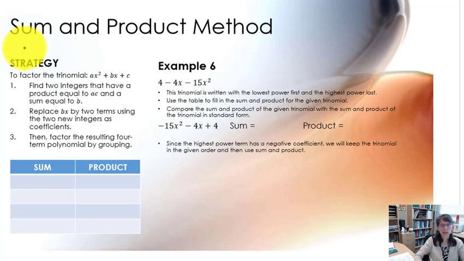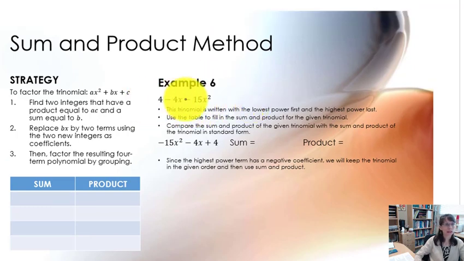In this example of using the sum and product method, you'll notice that our trinomial, 4 minus 4x minus 15x², is written in an order that we're not accustomed to. We are used to standard form, which would be the highest to the lowest power, and this is written exactly in the opposite form, the lowest to the highest. Now, as you scan through this trinomial, you might figure out the reason why it's written in this order. Since our highest degree term has a negative coefficient, that is why it's written last.